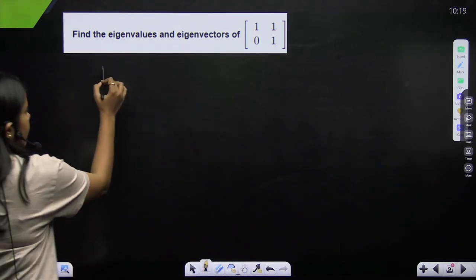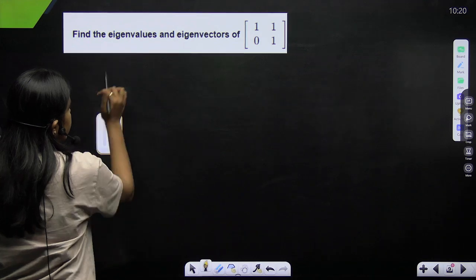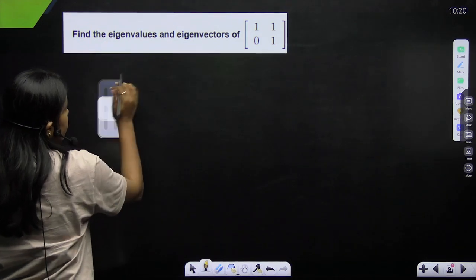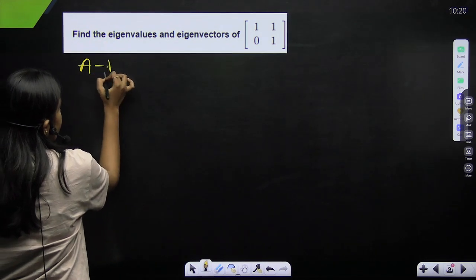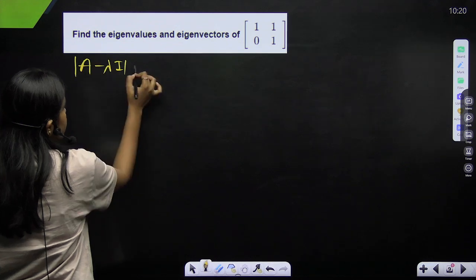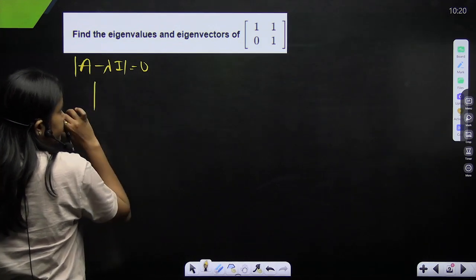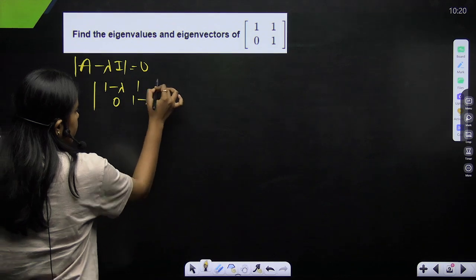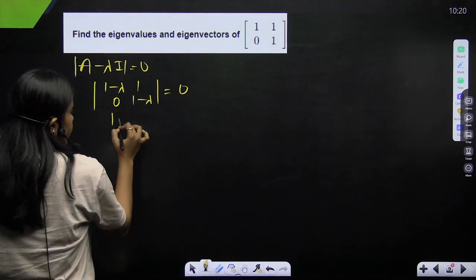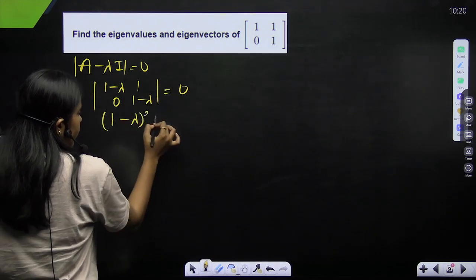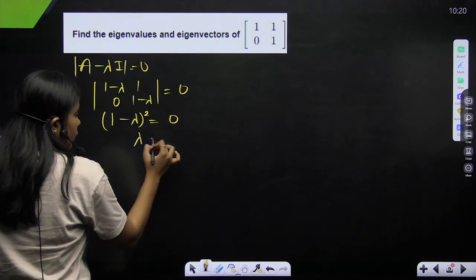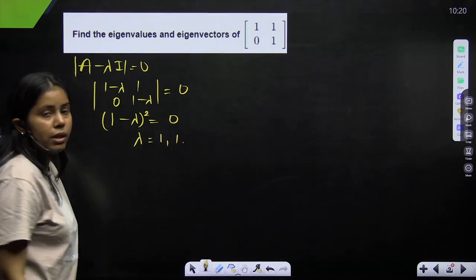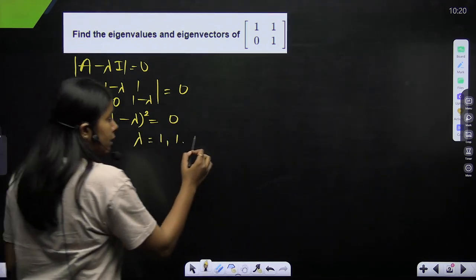So let's see, I'll solve the determinant of A minus lambda I for eigenvalues. What would I get? 1 minus lambda, 1, 0, 1 minus lambda. So I'll solve it. 1 minus lambda whole squared equals 0. On solving, I got eigenvalues as 1, 1. These are my eigenvalues.